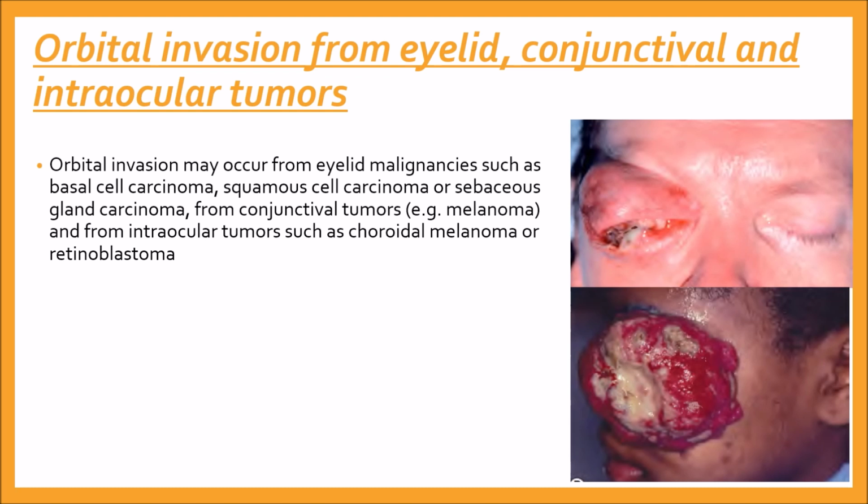Orbital invasion may occur from eyelid malignancies such as basal cell carcinoma, squamous cell carcinoma, or sebaceous gland carcinoma, from conjunctival tumors, for example, melanoma. As you can see in the top picture, this is the invasion from a melanoma here, and from the intraocular tumors such as choroidal melanoma or retinoblastoma, as you can see in the bottom pictures. This is the invasion from the retinoblastoma, which is quite rare to see.